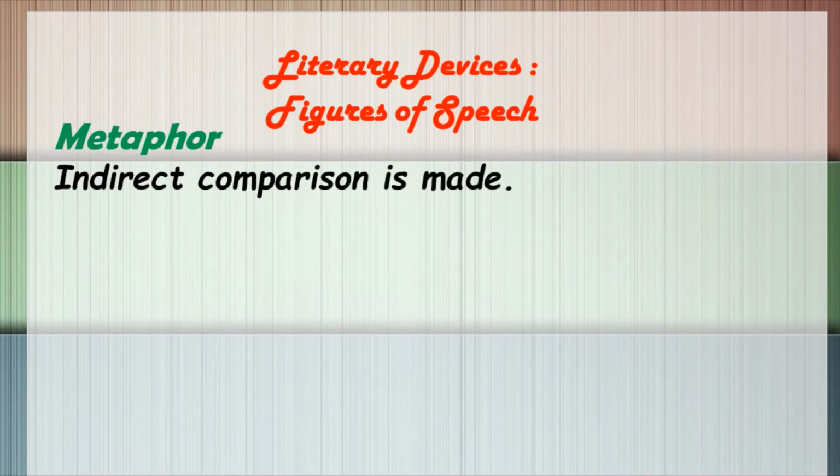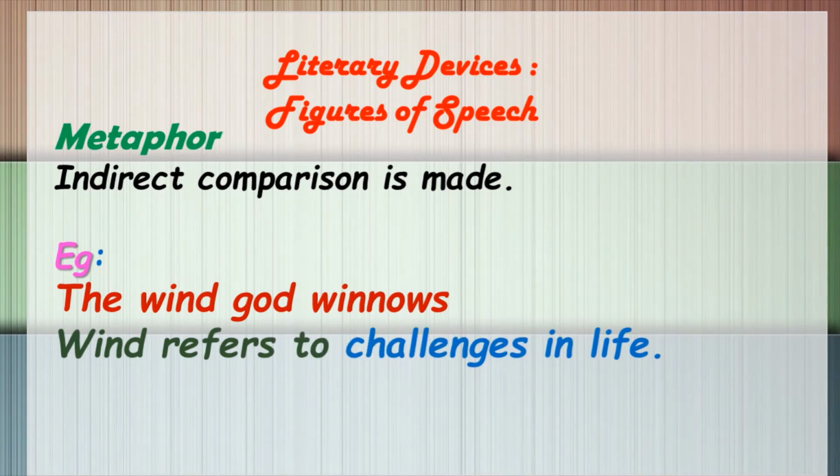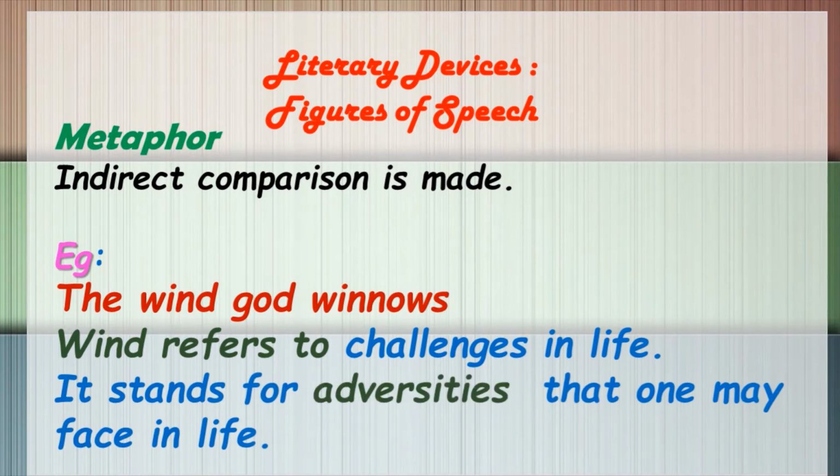The next figure of speech is metaphor, wherein an indirect comparison is made. In this poem, we find the wind god winnows. Here a comparison is made between wheat and people. Just as we winnow the wheat to separate the grains from the chaff, the wind god winnows to separate the strong people from the weak ones. The poem Wind is also an extended example of metaphor, where it represents the challenges and hardships of life.